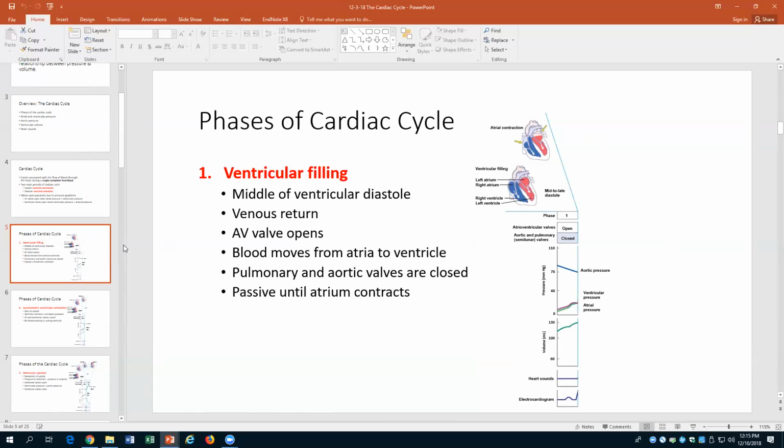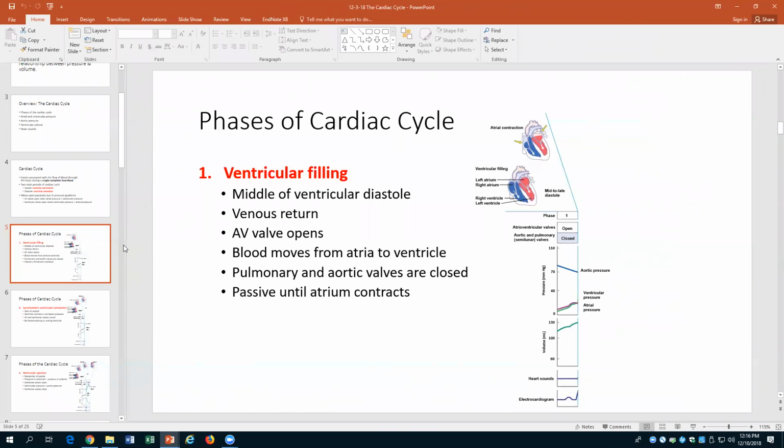Now, as blood fills into that ventricle, the pressure begins to rise. And when the pressure in the ventricle becomes higher than that in the atria, this blood no longer wants to go here, right? Pressure here is now too high, and so that AV valve closes. The AV valve closes when the pressure in the ventricle rises beyond the pressure in the atria, and we lose our pressure gradient.